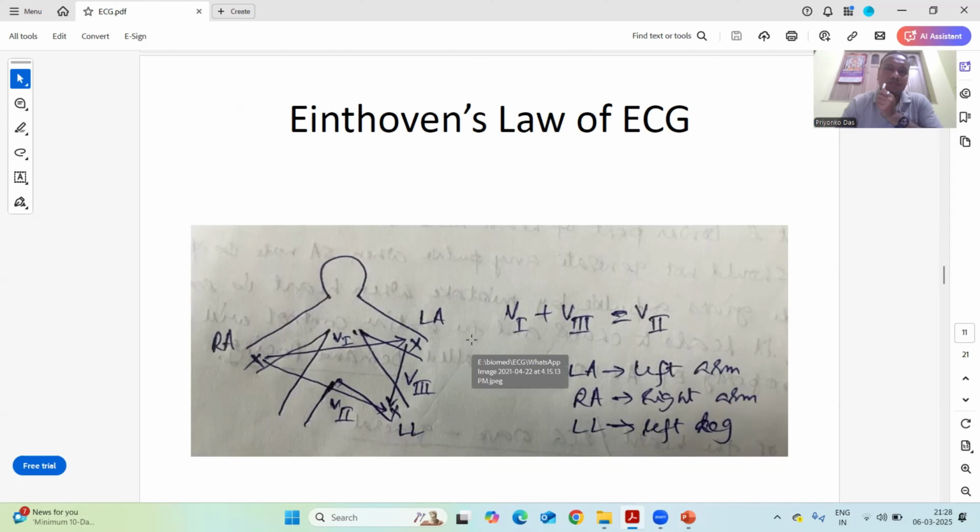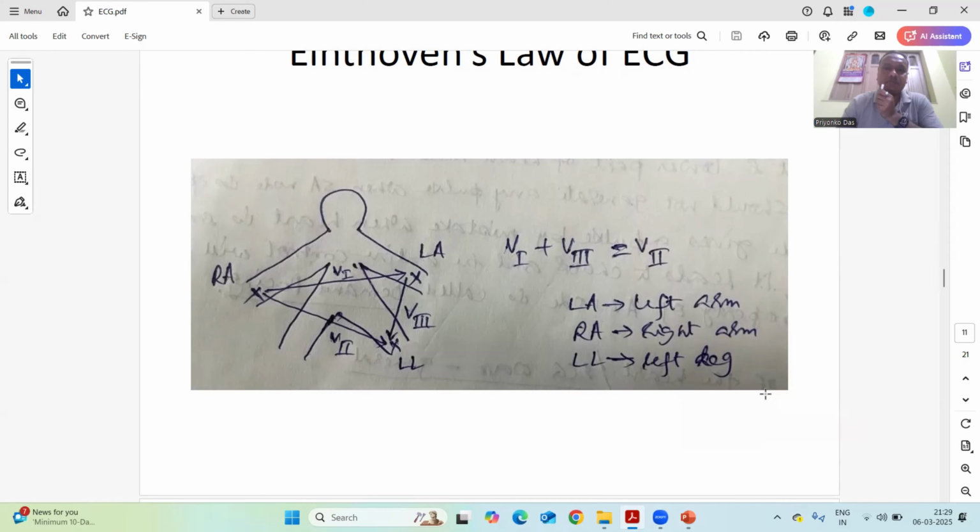This is the assumption as per Einthoven, and the voltage components satisfy V1 plus V3 equals V2, which basically follows vector addition. So as per Einthoven, the left arm electrode LA, right arm electrode RA, and left leg electrode LL are sufficient for taking the measurement of ECG. This was his assumption.